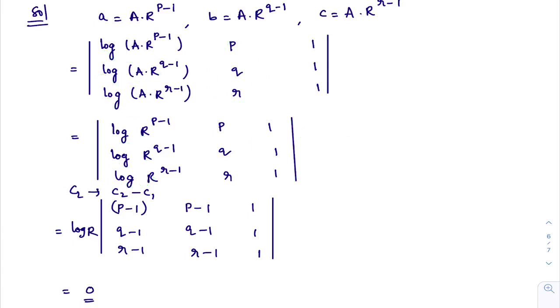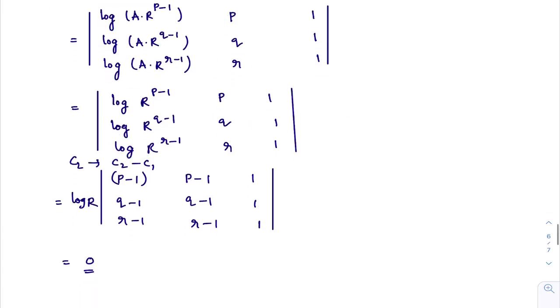In case you have a doubt, please refer to our college material. They have written a few steps in detail. Now you observe this one. You know logarithm of a power m is m into log a. This can be written as p minus 1 into log r, this as q minus 1 into log r, and this as r minus 1 into log r. See, log r is there. Now if I take log r common, what will I get? p minus 1, q minus 1, r minus 1.